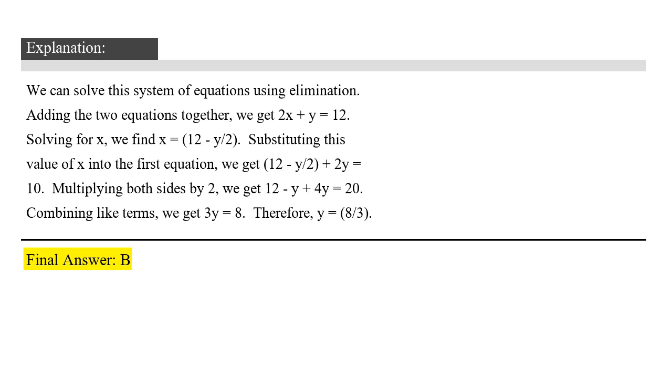Multiplying both sides by 2, we get 12 minus y plus 4y is equal to 20. Combining like terms, we get 3y equals 8. Therefore, y equals 8/3.